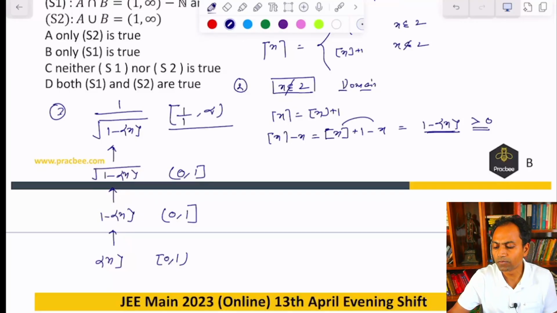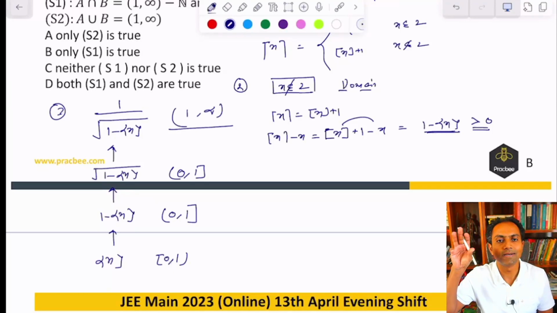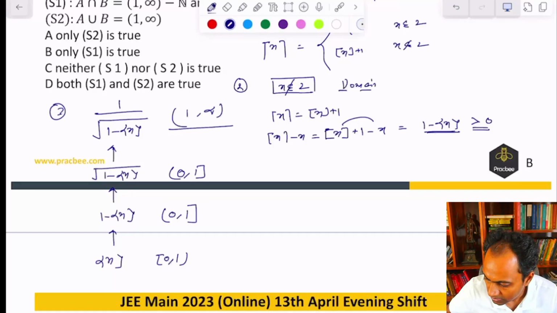See now, when will 1 come? 1 will come when x becomes an integer, and x will never become an integer. So though I am writing 1 here, I can't include it. So I will have to remove this close bracket here, because x becoming an integer is not there in the domain. So the answer becomes 1 to infinity.